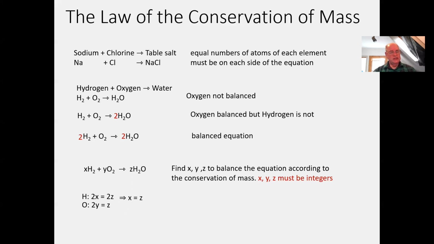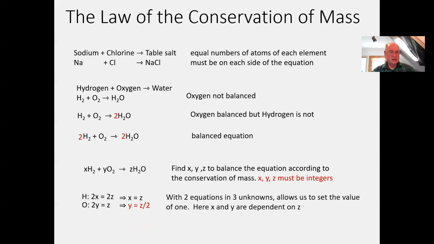Not too bad. Right away, we see that X is equal to Z. And here, in the other one, we see that Y is equal to Z over 2. So we have X and Y both in terms of Z. We just need to pick a reasonable Z and we'll be done. Since we need all of our numbers to be integers, we want to pick Z to be 2, so Y will become 1. If you made Z 1, then Y is a half. Well, that's a no-no. So you want to pick the simplest values to get whole numbers for everybody.